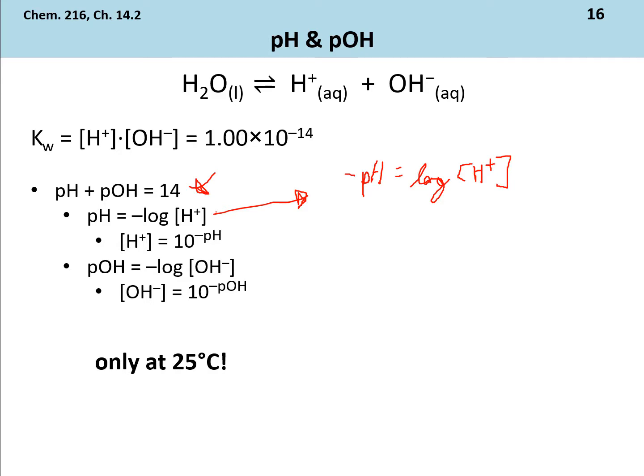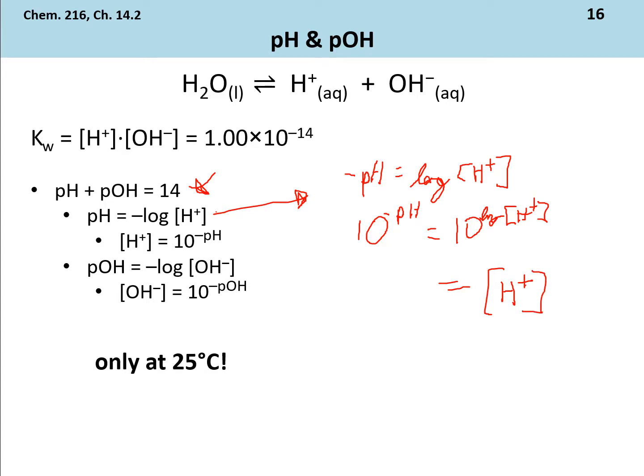Okay? And the opposite of log is to do 10 to that power. So 10 to the negative pH equals 10 to the log H plus. If I take 10 to the power of a log, what I end up with in this case would just be H plus.